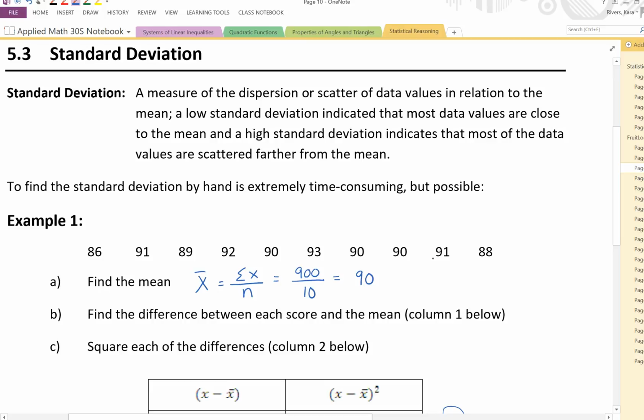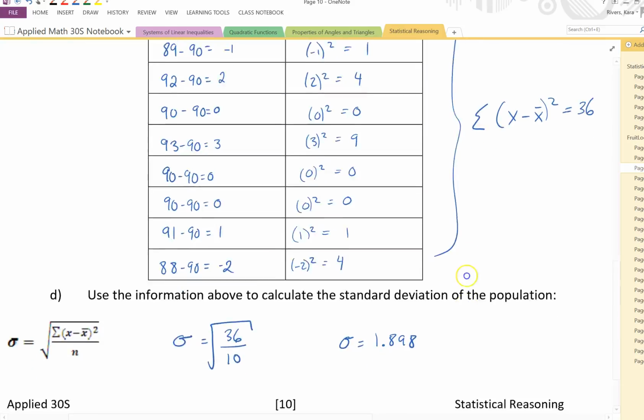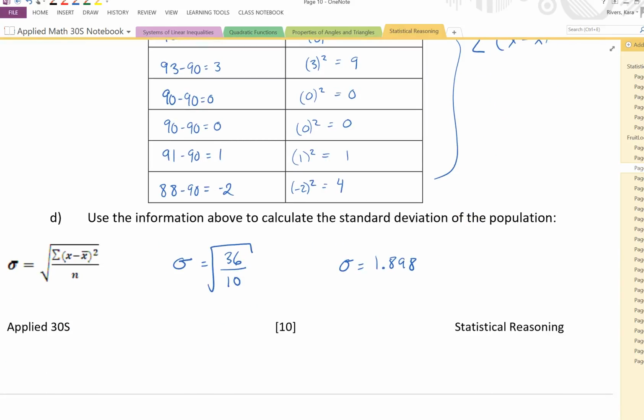But most of our values in this list are close, so 1.898 is actually not too bad in terms of a standard deviation. But it's all relative to the data that you have, right? Because our mean is 90, just over 2 away from the mean isn't too bad, but it depends on what we're measuring. Let's go ahead and see how to calculate this by hand, and then see what kind of meaning the standard deviation has in a couple different situations. Let's take a look at the next example.